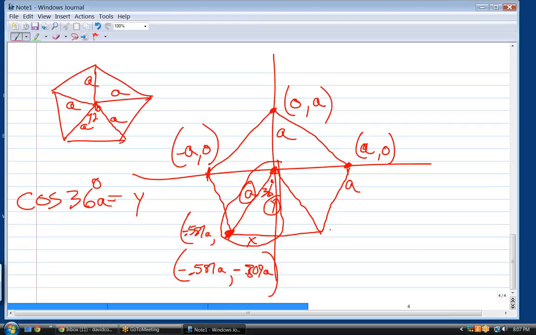Do the same basic thing over here, although I can certainly see by symmetry that this is just going to be the positive x-coordinate, and the y-coordinate's the same.